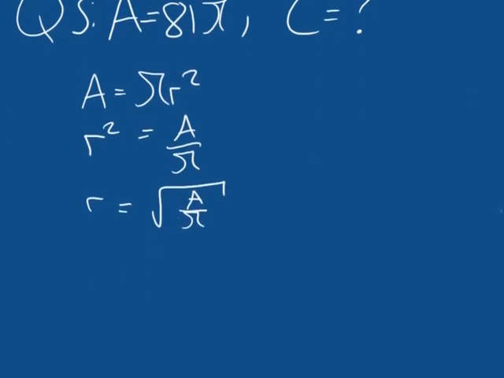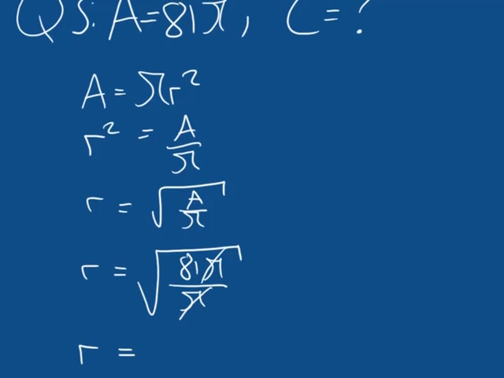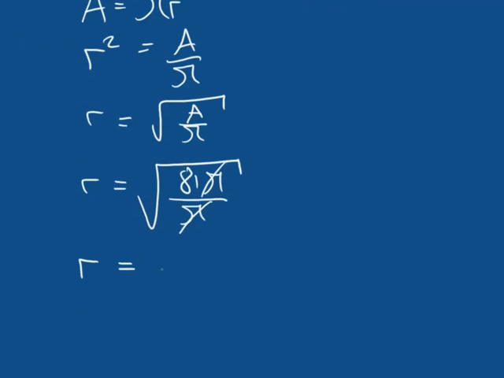If we plug our area of 81 pi into that, it means our radius is equal to the square root of 81 pi over pi. The pi's cancel, which means our radius is equal to the square root of 81, which we know to be 9. Now we know it must be a positive value. The radius is a measurement, therefore it's going to be positive.